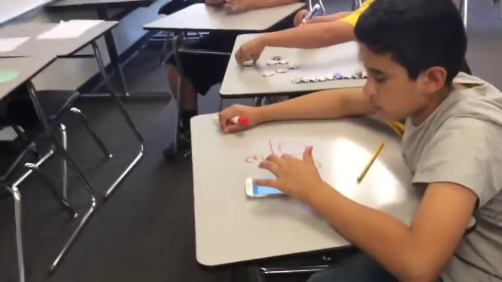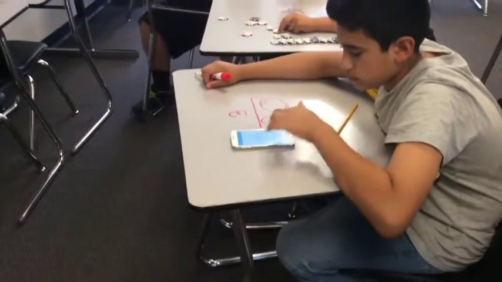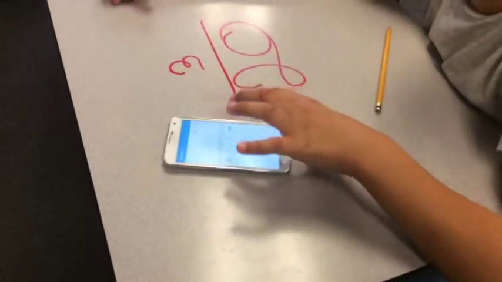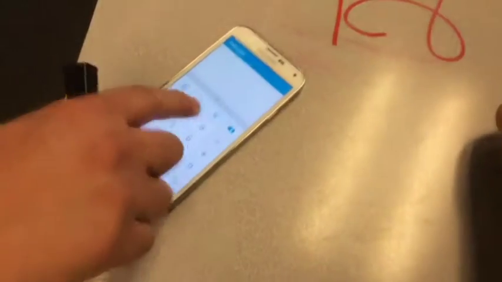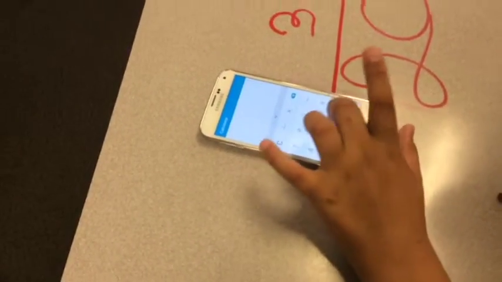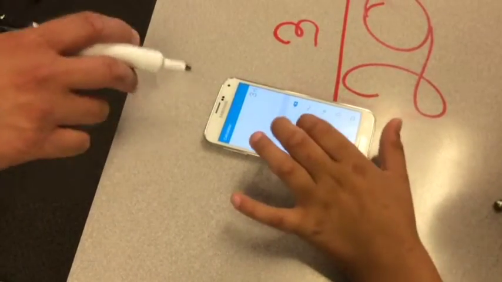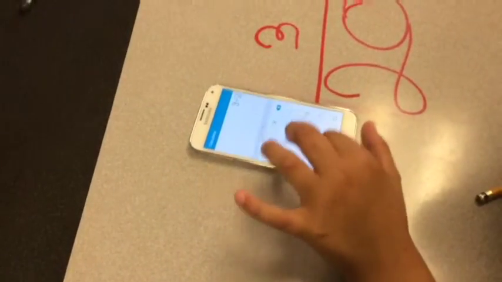So do a 3. What's this line mean? Divide. So 3 divided by 20. What'd you get? Negative 17. No, that's because you didn't divide. This is division. Try it again. 3 divided by 20. What is it? 0.15. Okay, good. So this equals 0.15. Write this down.